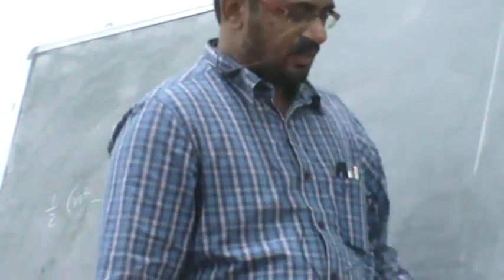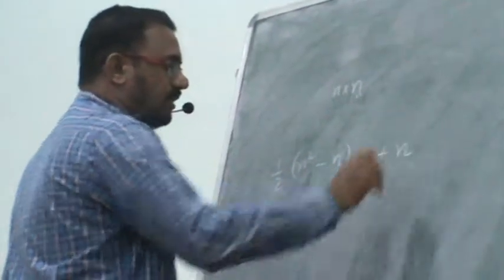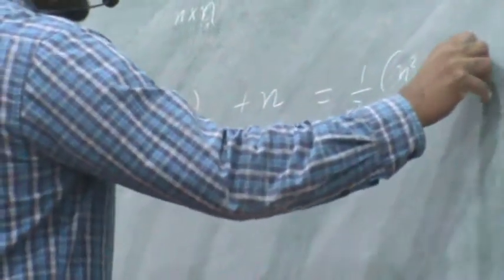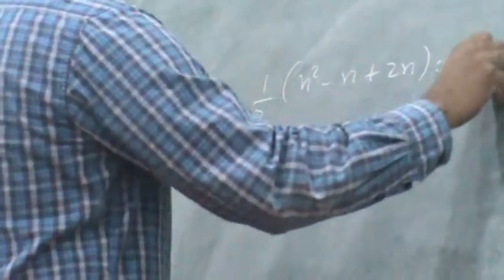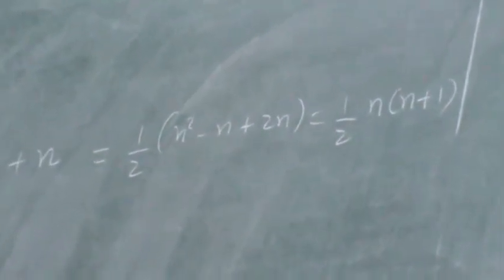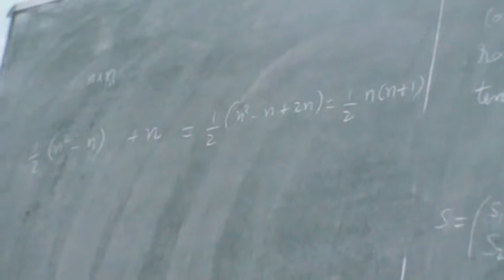So then what it means? We got this. Correct? Plus the diagonal entries give the number of independent parameters for a symmetric matrix. So plus n gives the number of independent components or parameters for a symmetric matrix. How much? N square minus n plus 2n. How much? This is 1 by 2 n into n plus 1. So for a symmetric matrix or symmetric tensor of rank 2, we have half n into n plus 1 independent parameters.